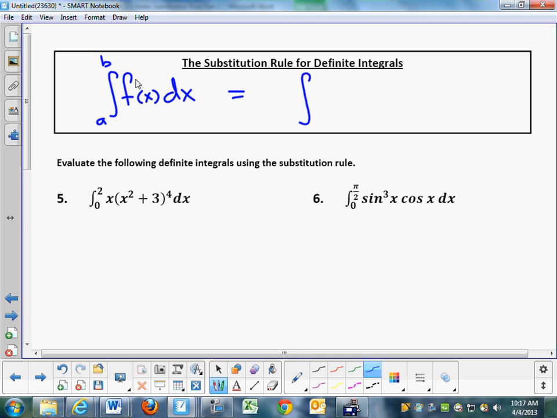Sometimes we change that. Instead of being an f of x function, sometimes we change the variable to u, right? What happens is when you change it from x to u, the bounds of integration also change. And they change to u of a and u of b. There's nothing mind-blowing about this, but it is somewhat helpful.